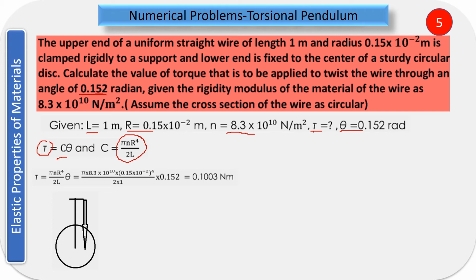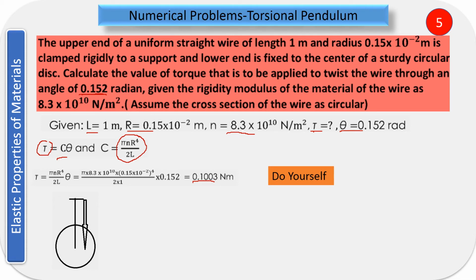All these values have been substituted one by one, right? And this is the value we are getting. So this value will come out equal to 0.1003 Newton meter. This is the torque which is required to twist the wire by the angle of 0.152 radian. All right, let's move to the next one.